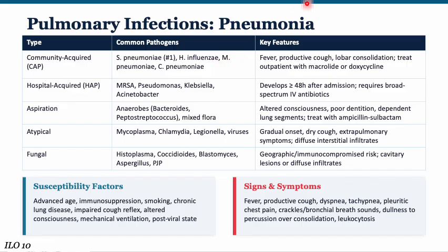So the common pathogens for community-acquired pneumonia, you have your strep pneumoniae, Haemophilus influenzae, Mycoplasma pneumoniae, and Chlamydia pneumoniae. Key features: they'll have fever, productive cough, lobar consolidation. You will treat with macrolide or doxycycline.